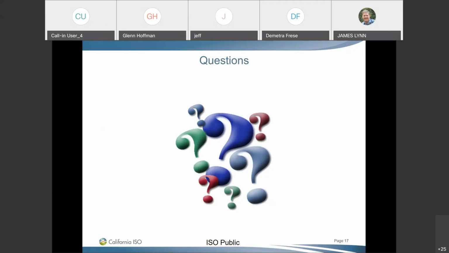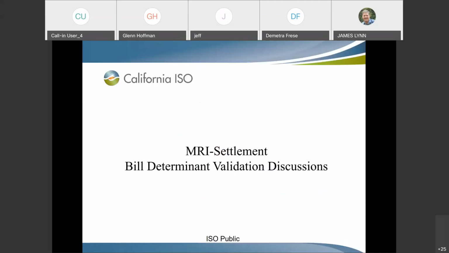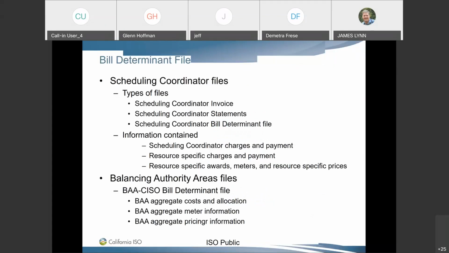Perfect. All right, so now we're going on to the second topic, which is MRI settlement and the billing validation discussion. I wasn't exactly sure what specific topics you want to discuss on this, so I basically dove into what the files are. So when MRI sends out the files you'll see on MRS, you're going to have statement files, you're going to have bill determinant files, and you're going to have invoices.